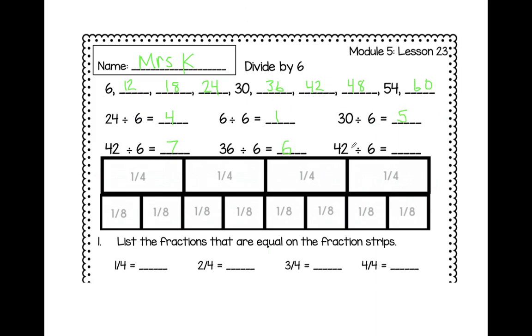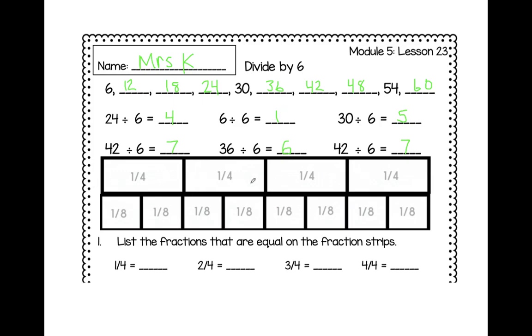And then they have 42 divided by 6 again, and we already just did that, and 42 divided by 6 is 7. This is something really helpful to keep practicing, especially if you already feel confident in your multiplication facts. Continue practicing your division facts.